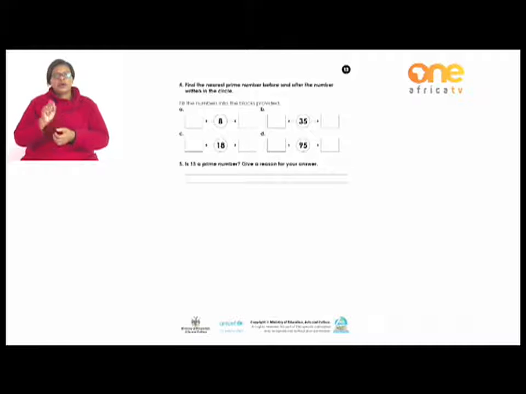All right, and lastly, number 5. Is 15 a prime number? When we look at the number 15, some will say it's a prime number. Some say, no, it's not a prime number. What do you think? And also, once you have stated whether it's a prime number or not, please give a reason for your answer. Why are you saying it's not a prime number? Okay? So I hope that you will enjoy this activity, and all the best.